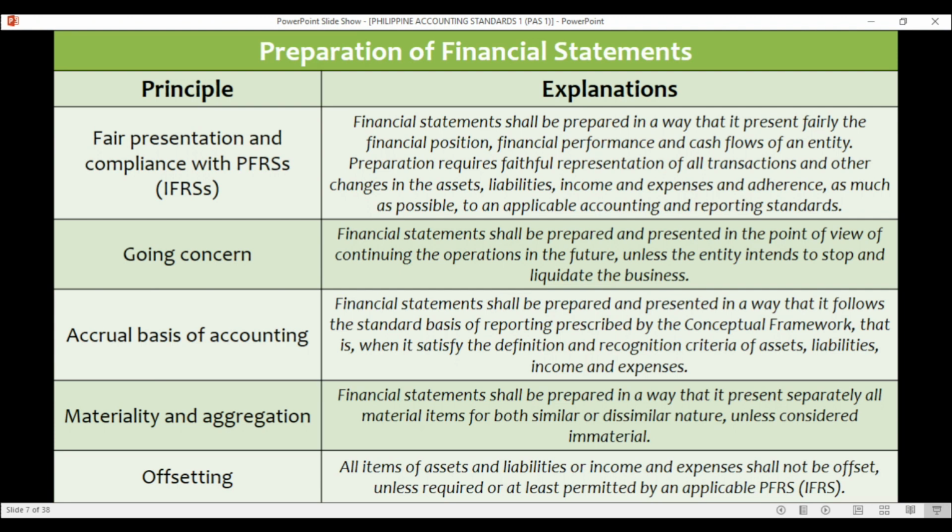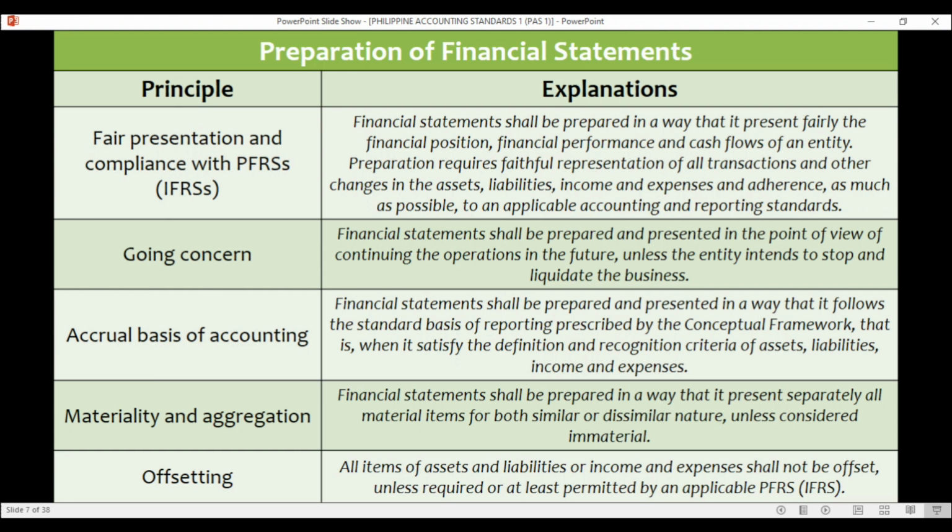accounting and reporting standard. Going concern. Financial statements shall be prepared and presented in the viewpoint of continuing operations in the future, unless the entity intends to stop and liquidate the business. Meaning, the financial statement should be prepared in the viewpoint that we're going to continue the operations in the next succeeding years or succeeding accounting periods.